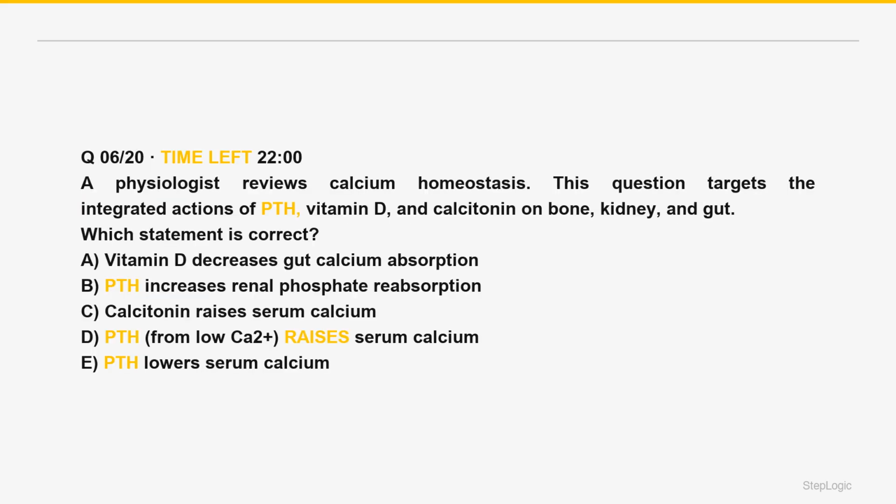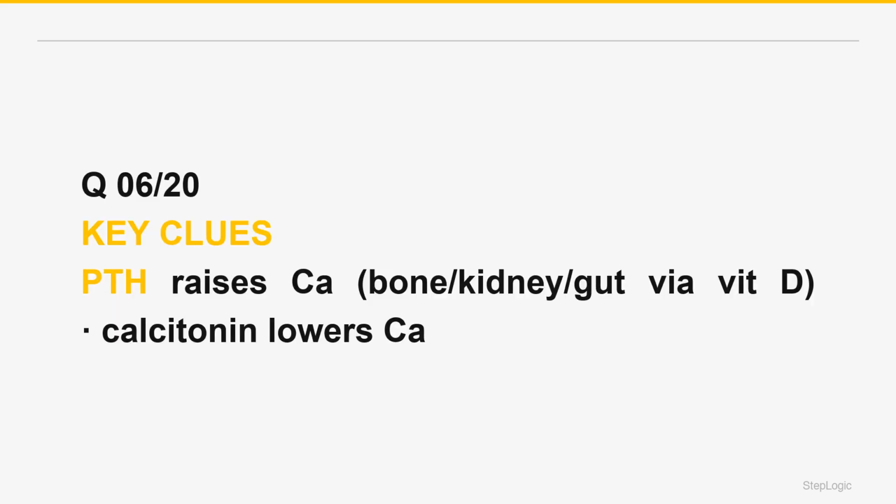Which statement is correct? A physiologist reviews calcium homeostasis. This question targets the integrated actions of PTH, vitamin D, and calcitonin on bone, kidney, and gut. Read the command: which calcium homeostasis statement is correct? PTH raises calcium: bone resorption, renal calcium reabsorption, increased phosphate excretion, increased vitamin D activation leading to gut absorption. Calcitonin lowers calcium, inhibits osteoclasts. This revisits calcium homeostasis as an integrated system.